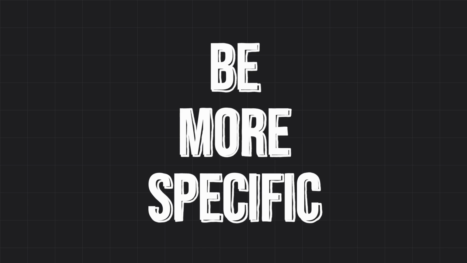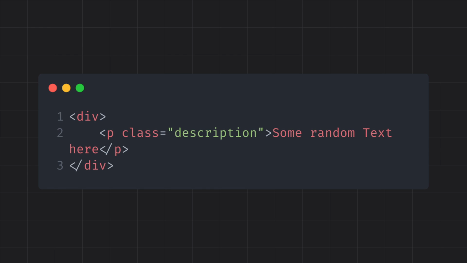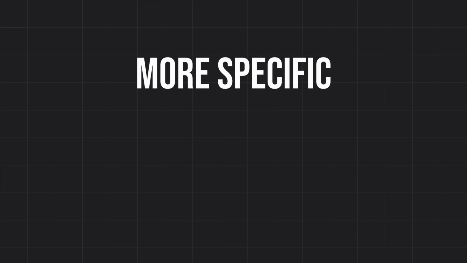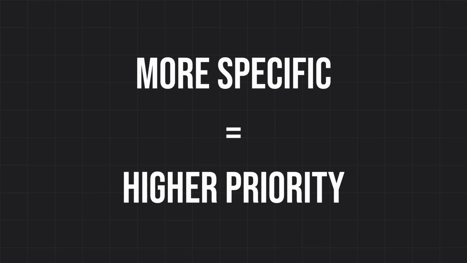Instead, what you can do is to be more specific when targeting classes. For example, if you target a p tag with a class description inside a div container, you can target it by div.description. This is a much better way than using the important tag. And the more specific you are, the higher the priority of the styling is.